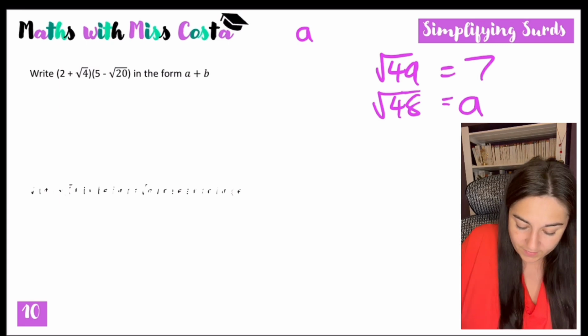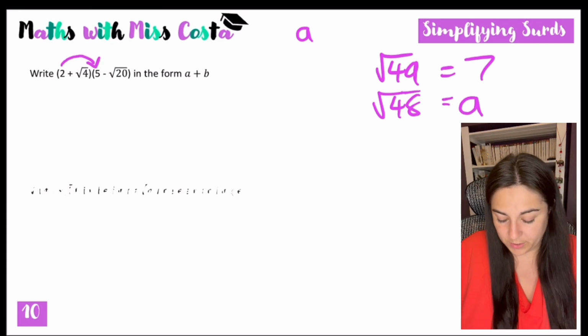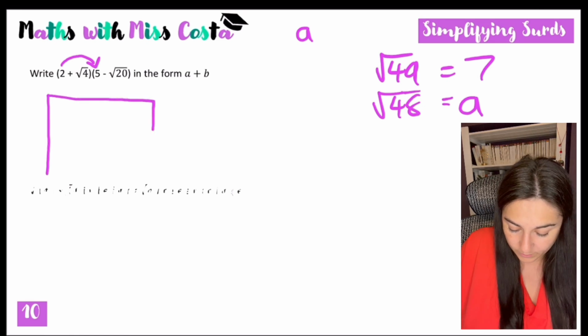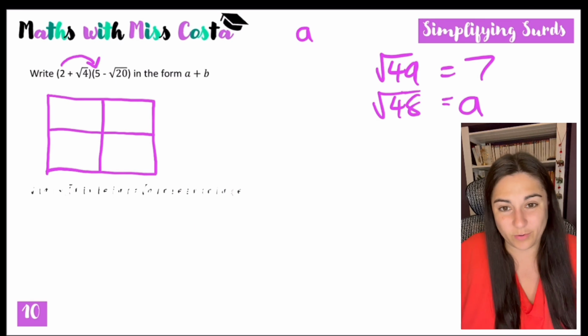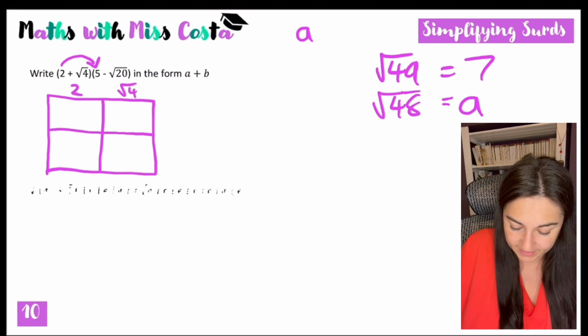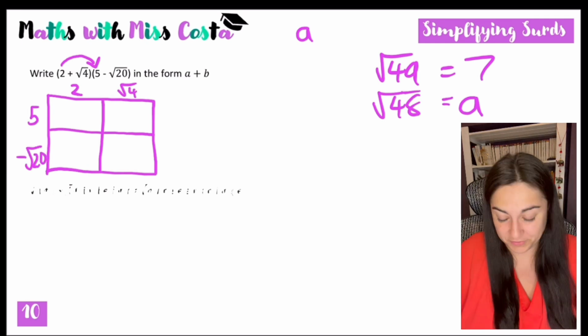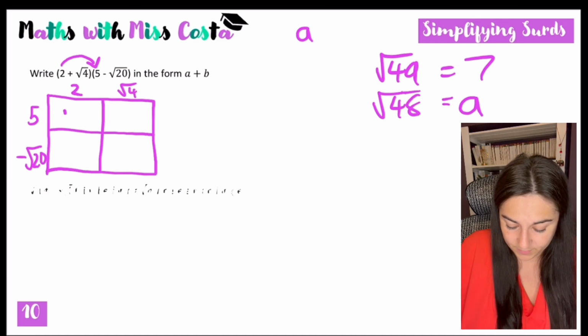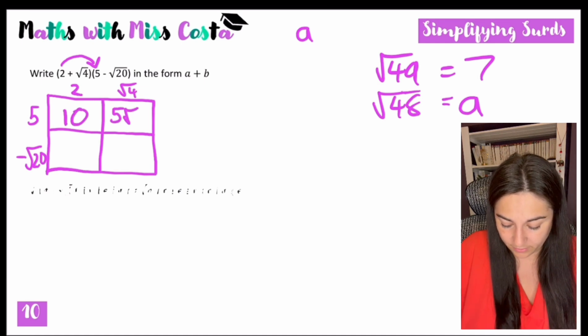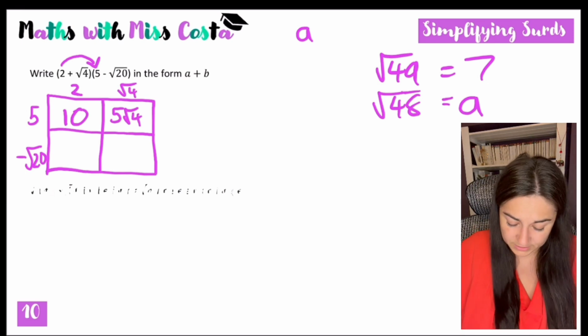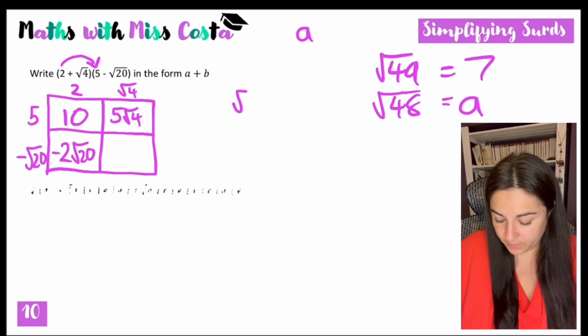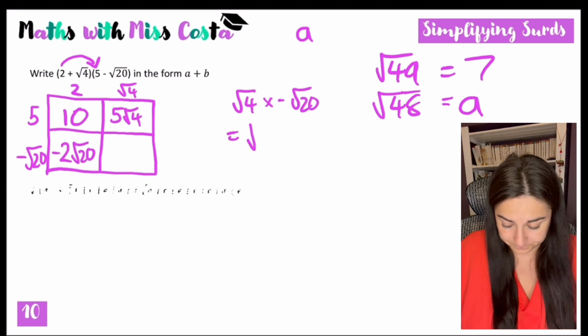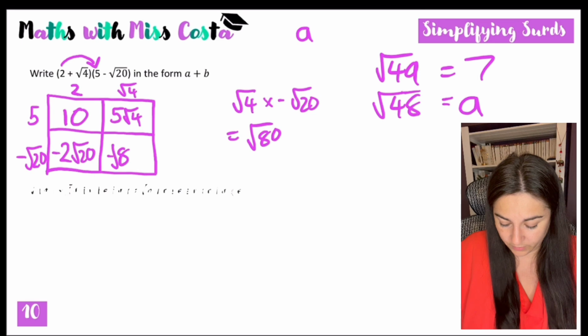You can treat it as an algebraic term. So over here, when we're expanding the brackets, all we want to do is multiply each part by each part like we normally would. I would encourage you to draw a little grid for surd multiplication, because it's quite common for terms to get missed out when you're dealing with surds. So 2 times 5 is 10. 5 times root 4 gives me 5 root 4. 2 times negative root 20 gives me negative 2 root 20. And root 4 times negative root 20? Well, 4 times 20 is 80, so that gives me negative root 80.